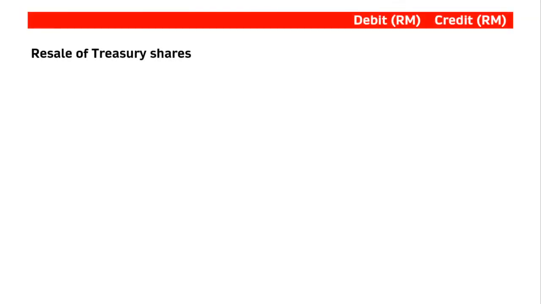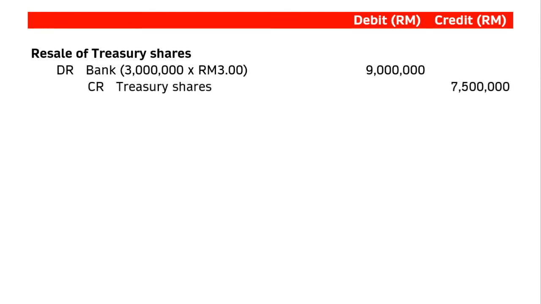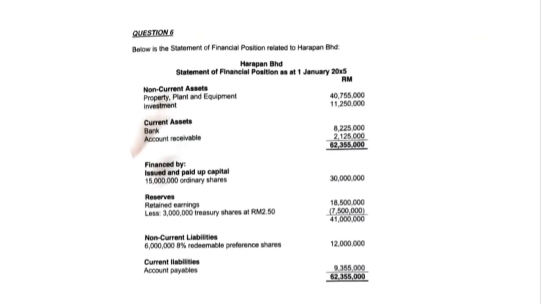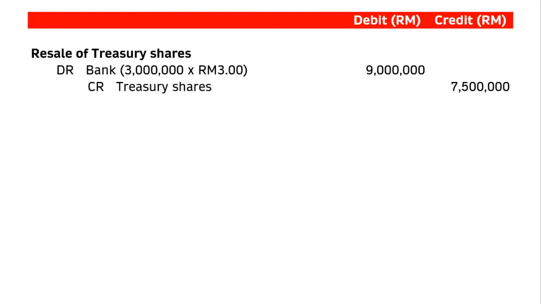Okay, resale of treasury shares. Debit bank. Okay, because you sold your shares at 3 ringgit, 3 million units, you get 90 million. Okay, and then credit treasury shares 7.5 million. Why 7.5 million? Because in your statement of financial position, the treasury shares is only 7.5 million. So which means there is a profit of 1.5 million which will be credited into your OSC account, the capital account, ordinary share capital, which also means that there is an increase in value of your ordinary shares.